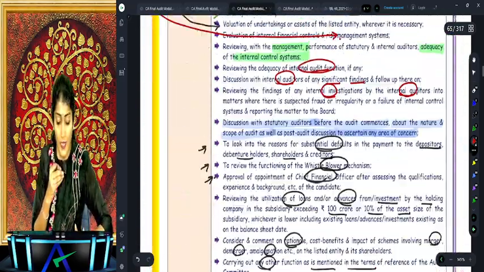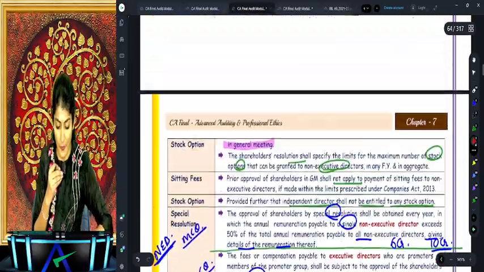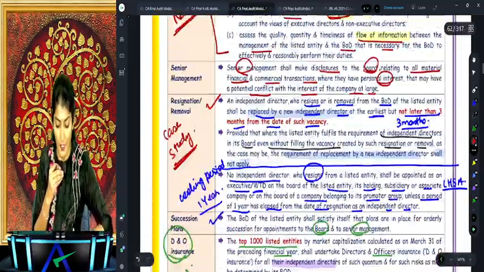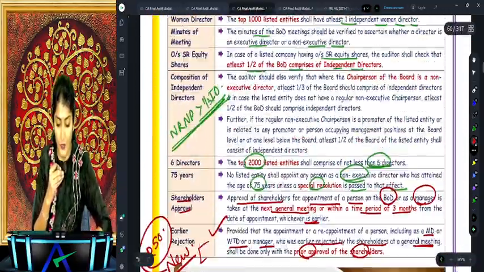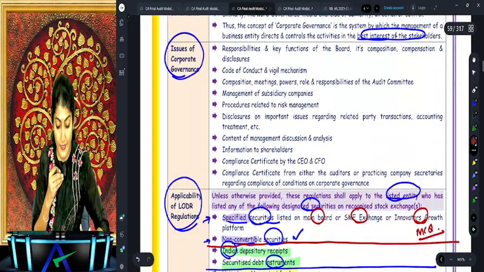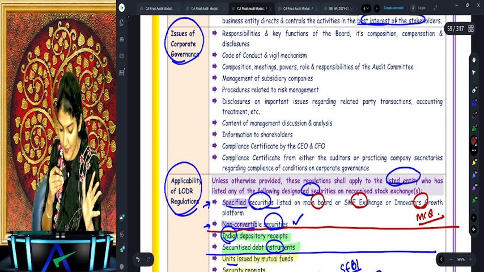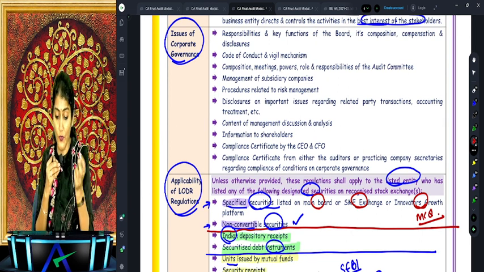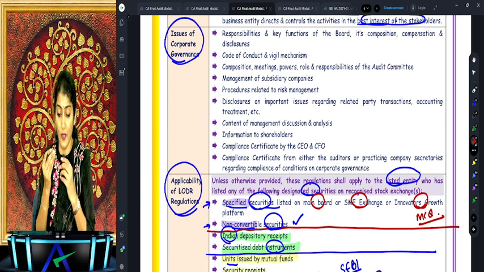Now if I come to the beginning of the chapter, there we had a question regarding the issues of corporate governance. What is that question which we had at the beginning of the chapter? The issues of corporate governance. Okay, quite a big chapter. Right, and now if we look at the issues of corporate governance over there, what is it?